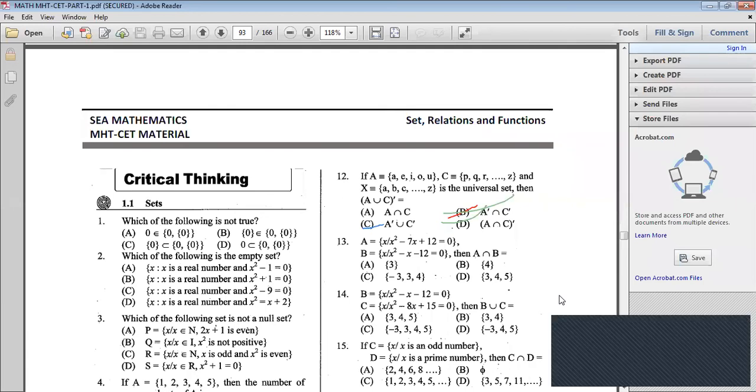Just observe the problem. 13th. Here they have given the set A, which is x, where x is the roots of that equation x square minus 7x plus 12 is equal to 0. And set B is the set of the values of x, where x is the roots of the equation x square minus x minus 12 is equal to 0. Then we have to find A intersection B.